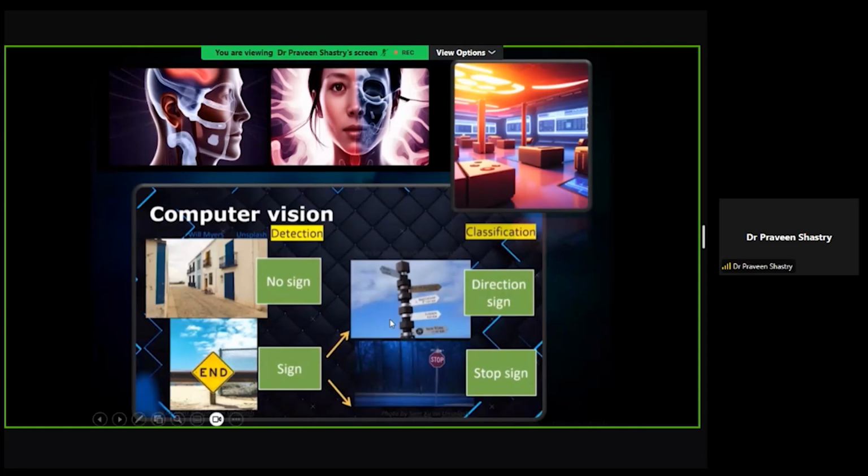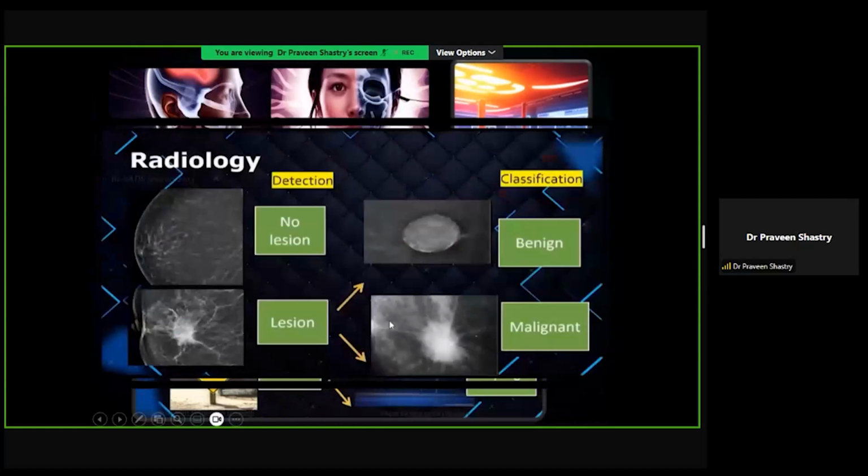How can we apply the same to radiology? The solutions are always looking out, watching out for a lesion.